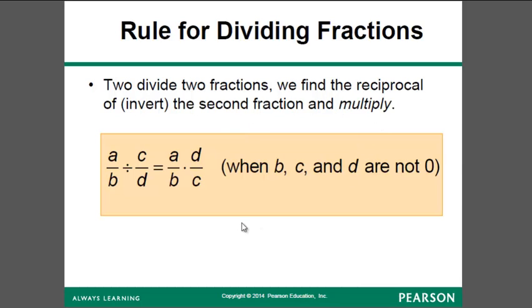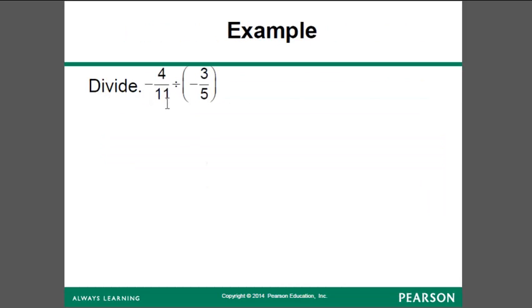We really don't divide fractions. What we do is we change it into a multiplication problem. It's what we say: we keep the first one, change the symbol to multiplication, and flip the second fraction. For example, I have negative 4/11 divided by a negative 3/5.